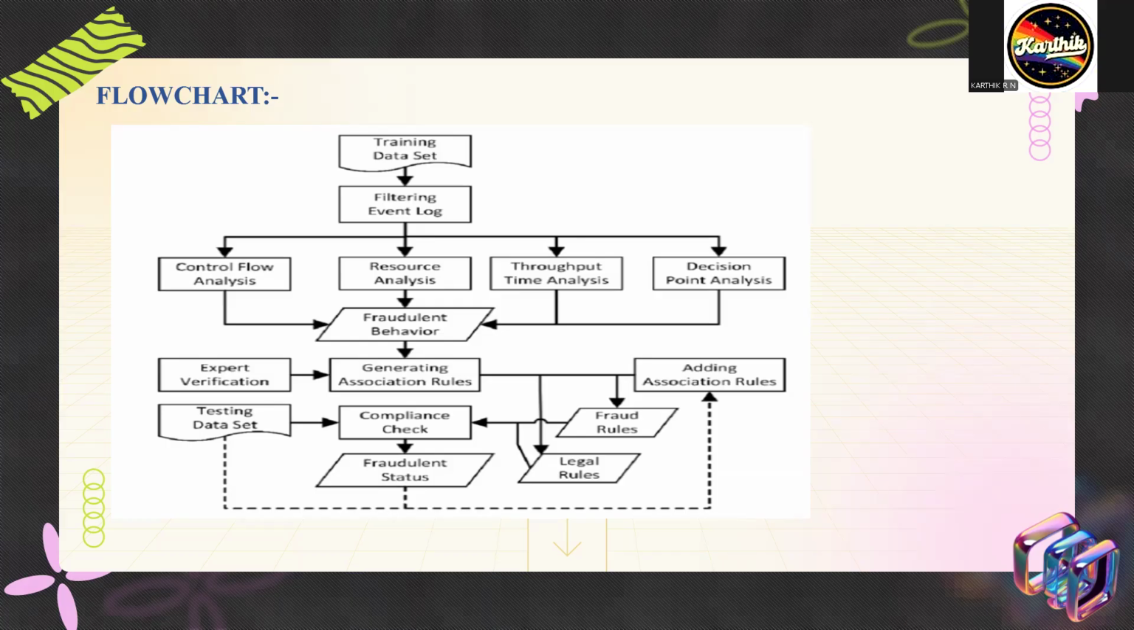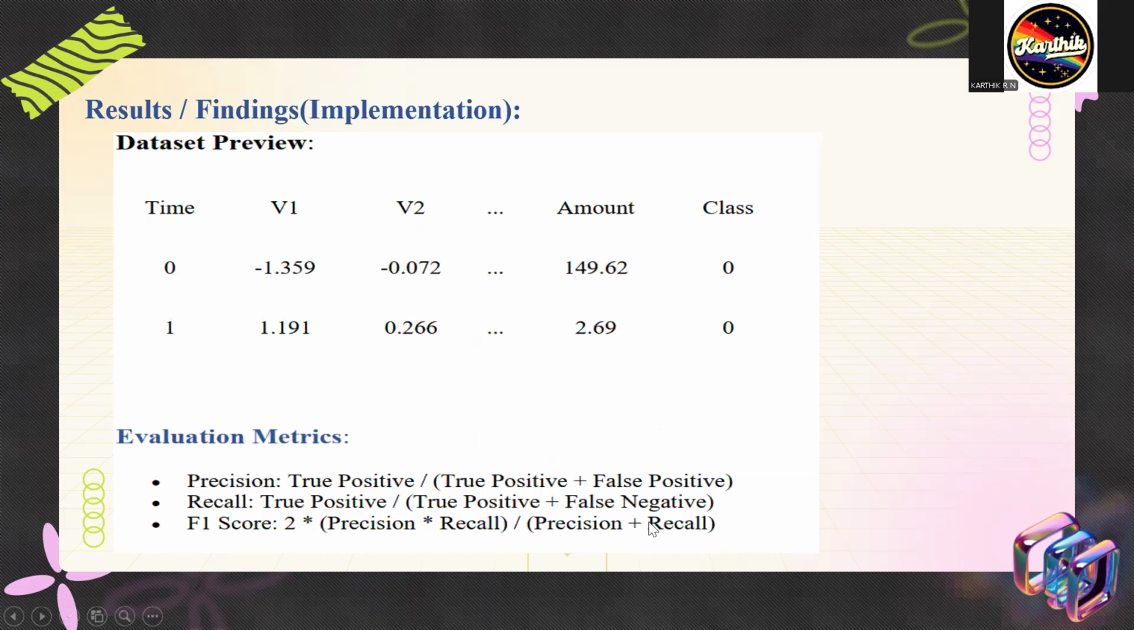Next one is dataset and evaluation metrics. A sample of the transaction dataset is shown with features of time, V1, V2, amount and class, fraud or non-fraud. Evaluation metrics used are precision, recall, and F1 score. Precision measures the accuracy of positive predictions. Recall measures how well actual fraud cases are identified. F1 score is the harmonic mean of precision and recall, balancing both.